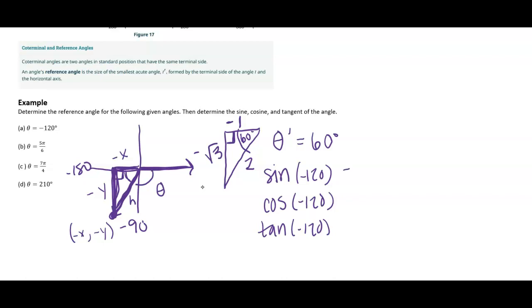And so sine is going to be negative √3 over 2. Cosine is going to be negative 1 over 2. And tangent is going to be negative √3 over negative 1.